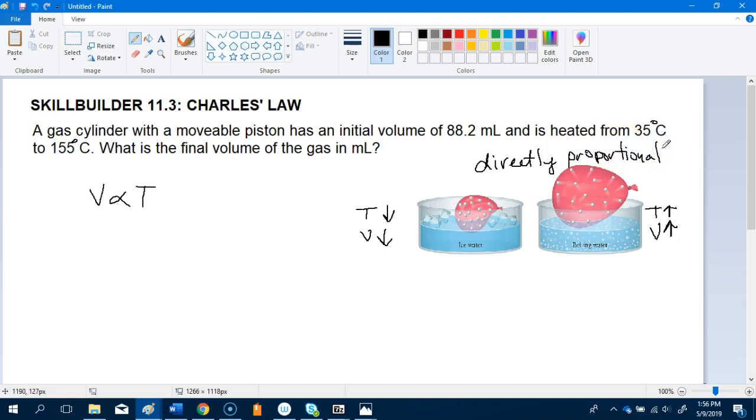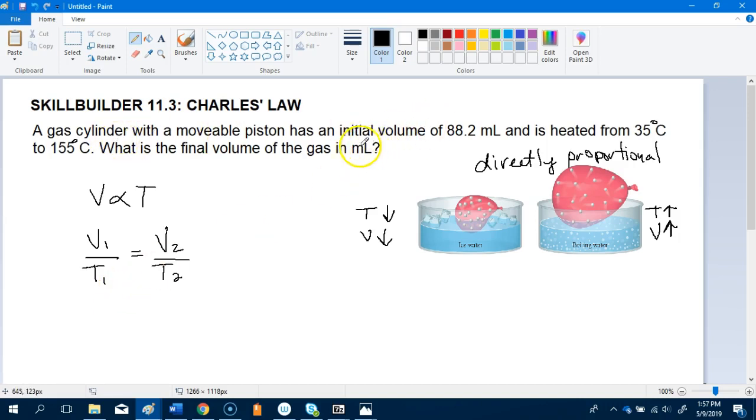From this direct proportional relationship, we can then derive the formula that our initial volume divided by our initial temperature is directly proportional to our second, or final, volume divided by our final temperature. So it's this relationship that we call Charles's law, and we can use this to solve these types of problems. So first of all, we need to identify what's our initial volume and what's our initial temperature.